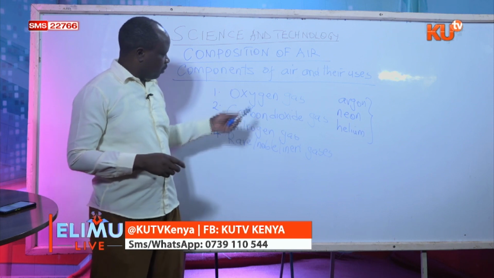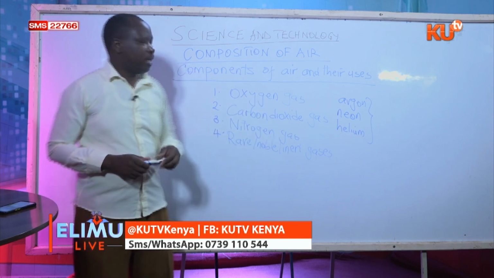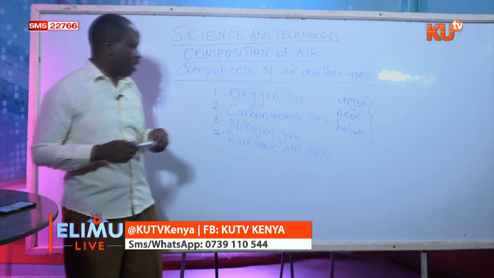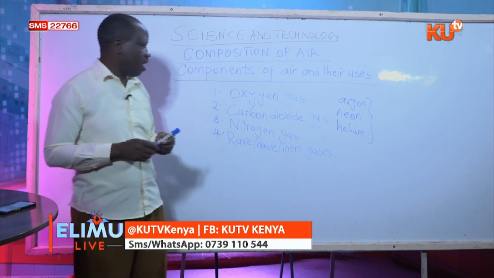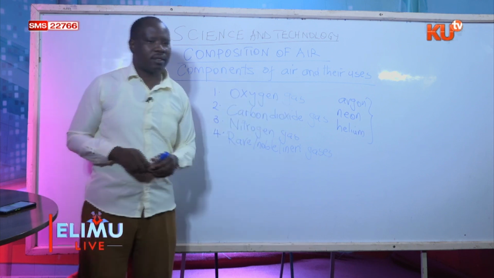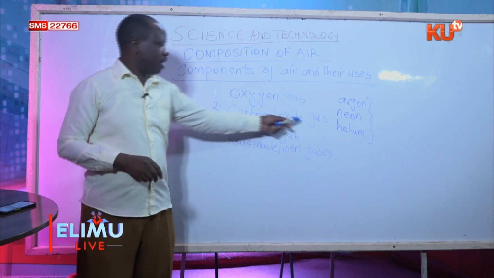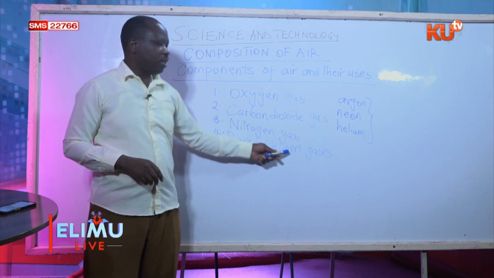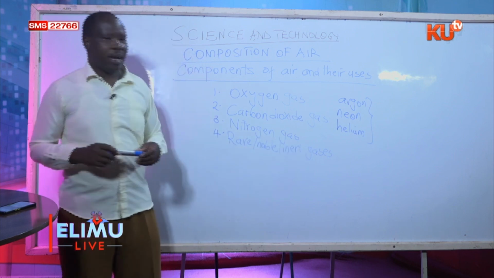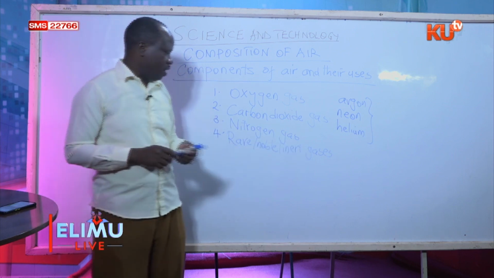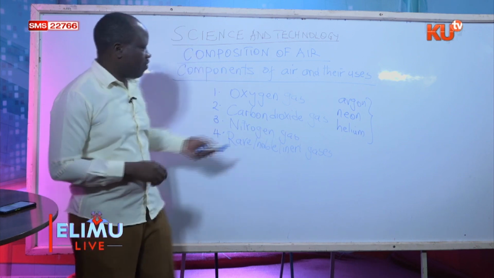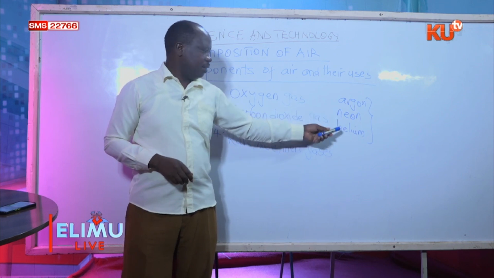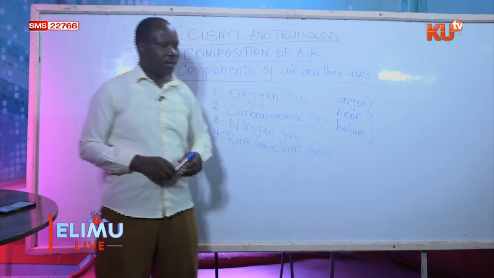Therefore, as we come to this level, we now know that if we are asked to name the major components of air, or the composition of air, we have the oxygen gas, the carbon dioxide gas, the nitrogen gas, then the rare, noble, or inert gases. And if we are asked to give an example of rare gases, then I've given you 3 examples: argon, neon, and helium gas.